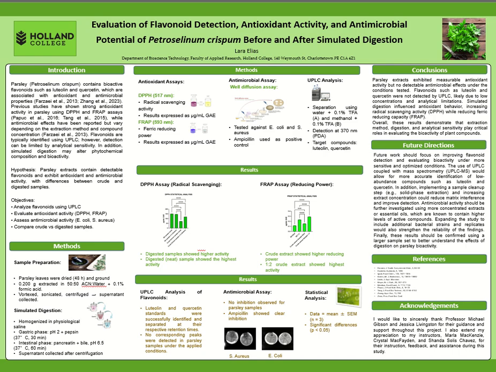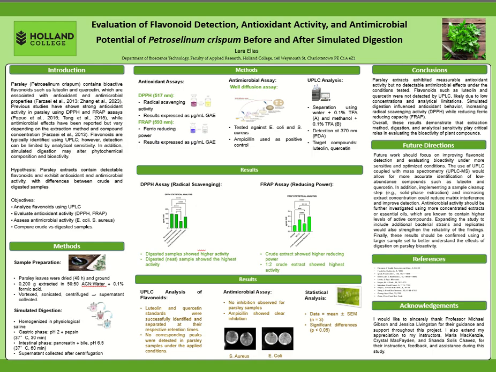Parsley leaves were dried for 48 hours, ground, and extracted using a 50-50 acetonitrile and water solution with 0.1% formic acid. The mixture was vortexed, sonicated, and centrifuged, and the supernatant was collected.